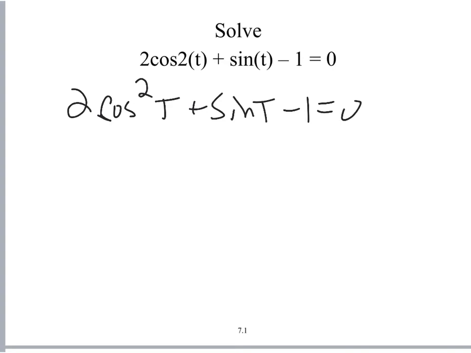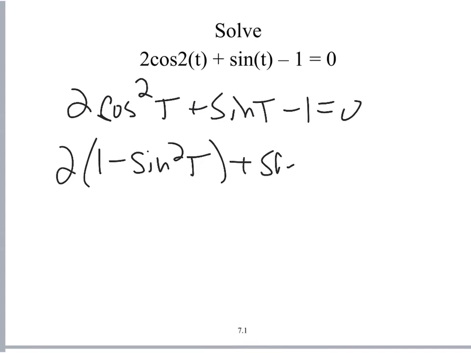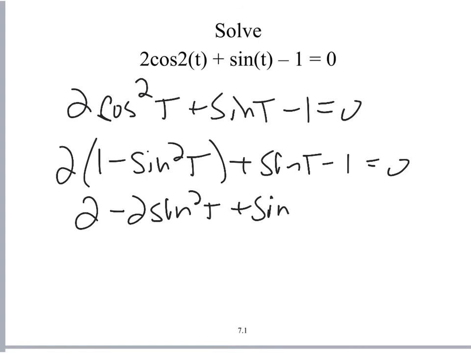To me, I know that 1 minus sine squared t is the same as cosine squared t. So I'm thinking that's what I'm going to substitute in. And that way I'm just dealing with sine. So that'll give me 2 minus 2 sine squared t plus sine t minus 1 equals 0.